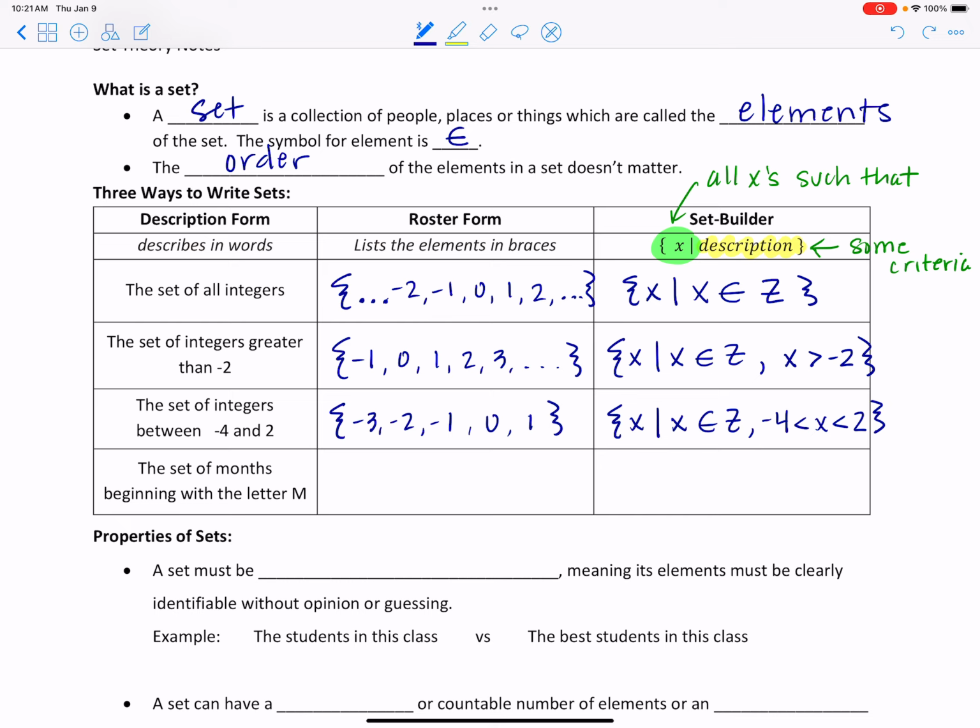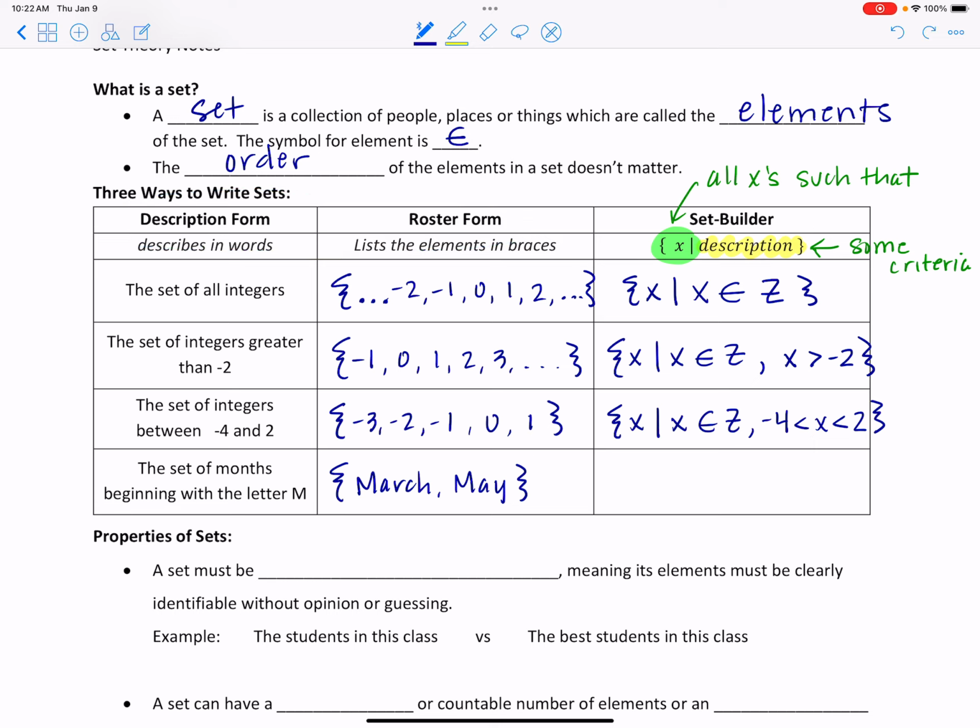Now, if we look at the last example, we're looking at a set of months beginning with the letter M. So if I was to list those out, a roster of these elements, months that begin with the letter M. So we've got January, February, March, begins with an M, April, May, June, July, August, September, October, November, December. That's going to be it. So just these 2 months. The roster works out pretty nicely. And these two forms are always going to be a nice way to define or write out our set.